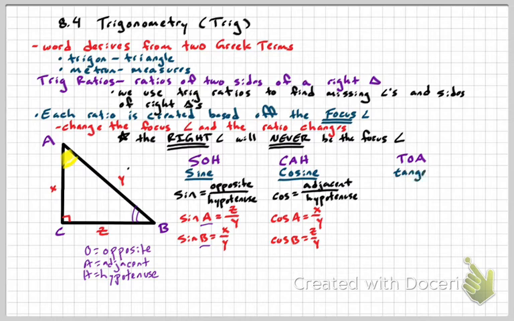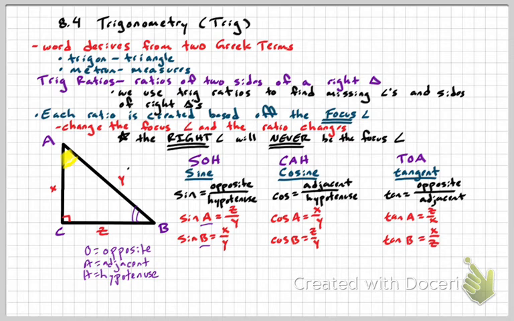And finally, we get to tangent. So tangent is TOA, O standing for opposite, A standing for adjacent. So tangent equals opposite over adjacent. So if my focus is angle A, opposite is Z, adjacent is X, so it'd be Z over X. Focus is angle B, they switch. When I focus on B, my opposite is X, my adjacent is Z.